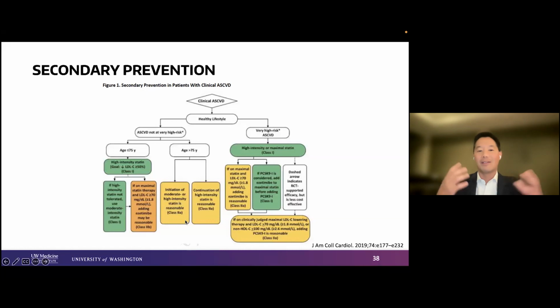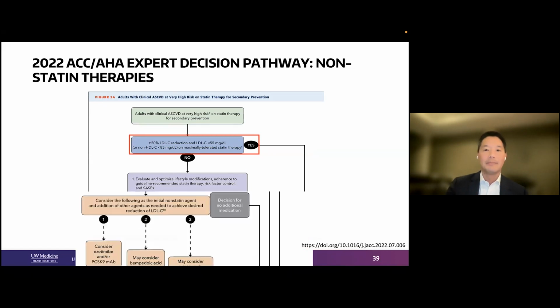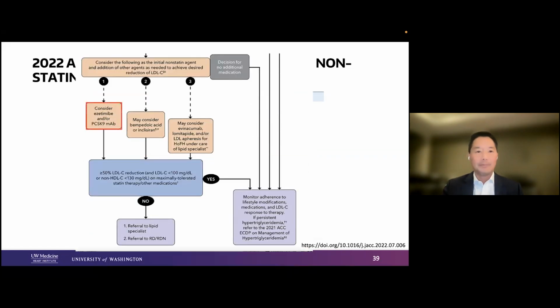And you can see here that there's less strength in the recommendation, partially because the population has not been adequately studied to show a clear benefit. And as I mentioned earlier, the updated guidelines now recommend more aggressive treatment. So if you've had multiple heart attacks, stents, and bypass surgery, then the recommendation is more aggressive treatment, and that's just highlighted here.